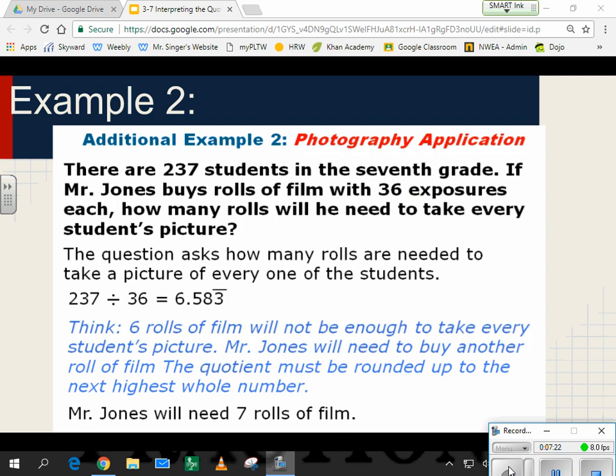When you try to divide 36 into 237, you'll see it goes in 6.583333. It just keeps repeating. Well, again, Mr. Jones can't go buy 6 rolls and then cut part of a roll apart. So this is a scenario where he would have to buy 7 rolls of film. So this is just another example to look at where your thought on the correct answer has to be a little different than just giving the exact amount, because that wouldn't work.